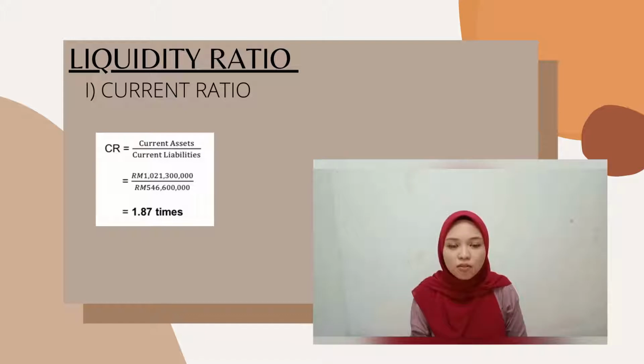The analysis consists of liquidity ratios, leverage ratios, and profitability ratios. For the liquidity ratios, the first one is the current ratio. The formula is current assets divided by current liabilities. For IOI Corporation Berhad, the current ratio is 1.87 times.